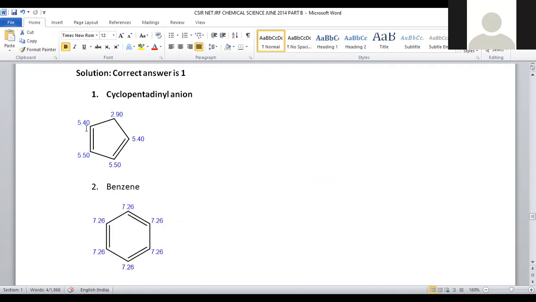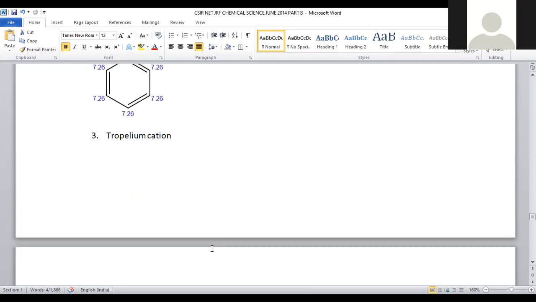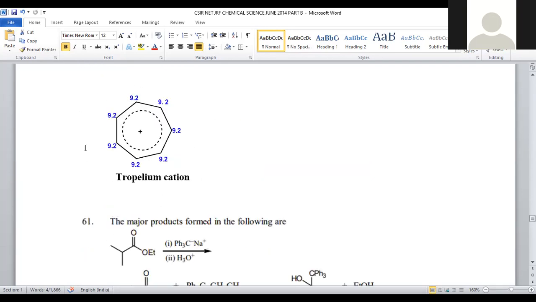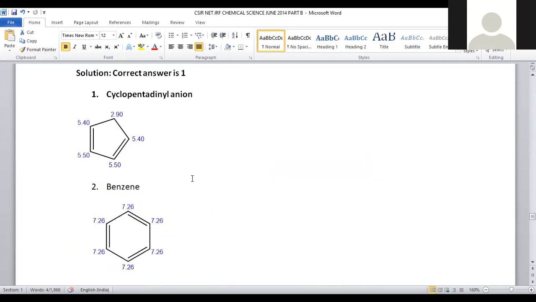Whenever the cyclopentadienyl anion is considered, its proton NMR shift will be 5.4, 5.5 nearby. So that is given in option number 1. And the tropylium cation, this is the 7-membered ring system with the cationic charge, is again said to be aromatic, but it is in the deshielding zone, so a downfield value can be observed for this molecule, and the tropylium cation will show proton NMR peaks nearby 9.2 ppm. So that is given in option number 1.